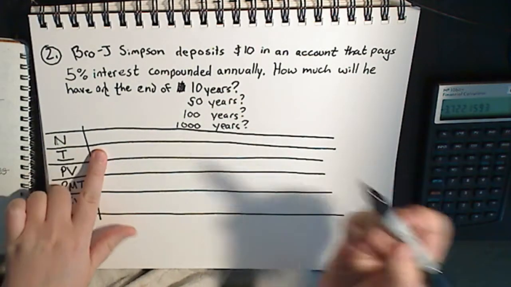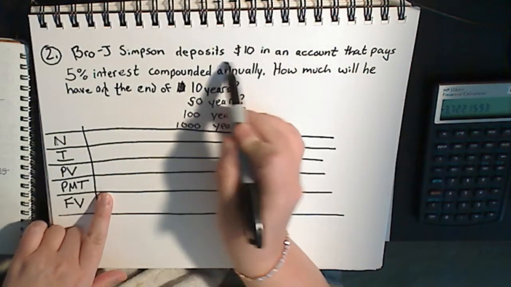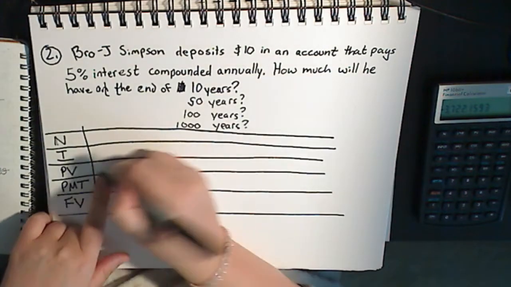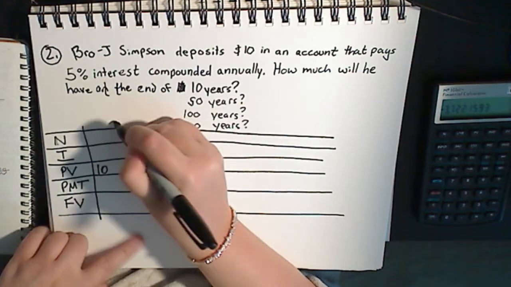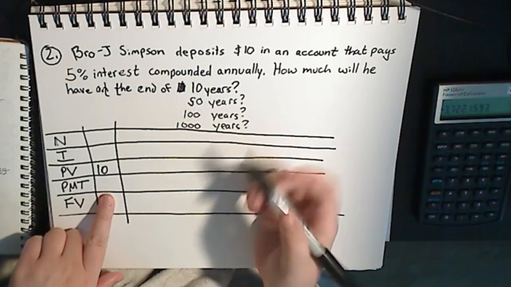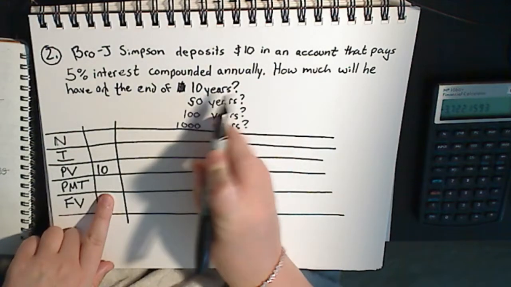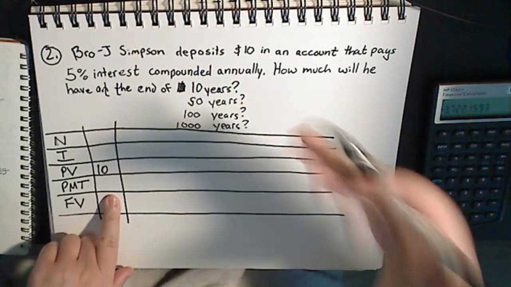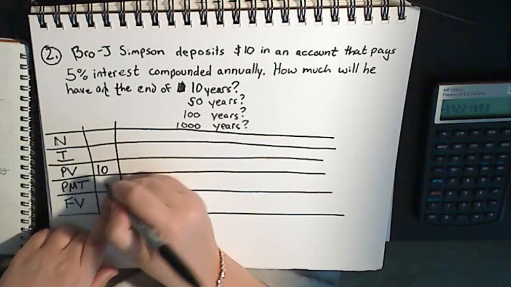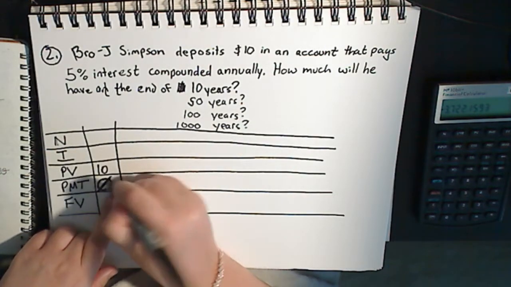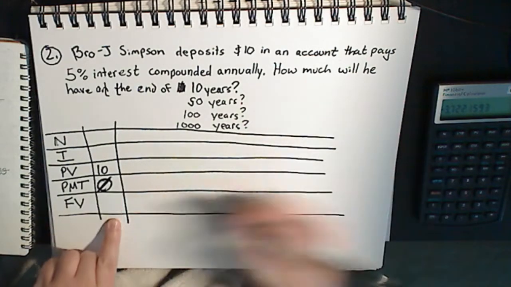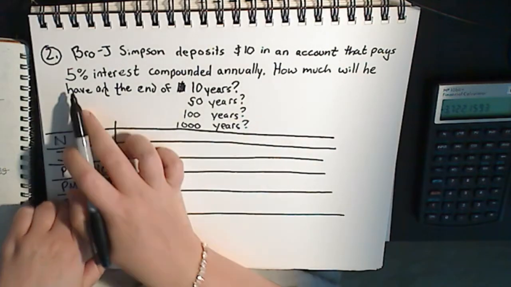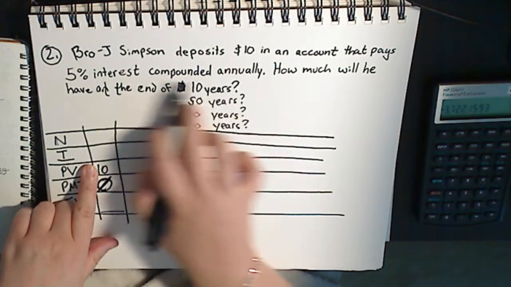So, first you want to get your thoughts in order and figure out what is what. So, he deposits $10 in an account. That is a present value. And he's not making any payments. I don't see anything in the question about him making any continual payments into this account. So payment is 0. Future value, that's what we're solving for. Interest rate, 5% interest compounded annually.